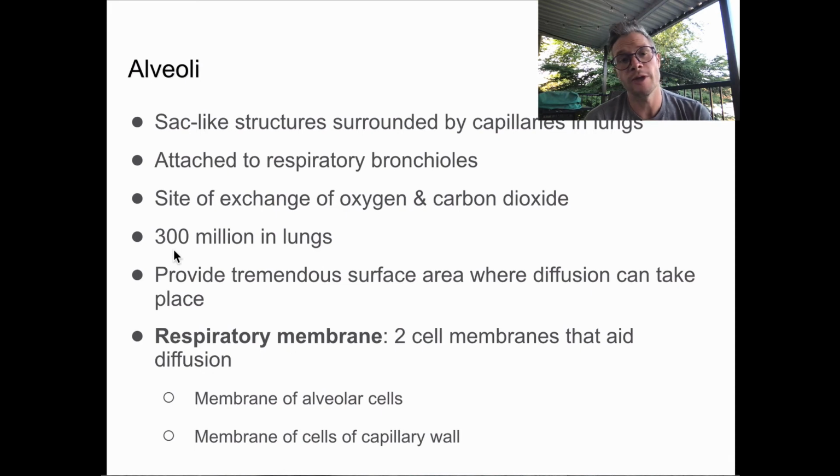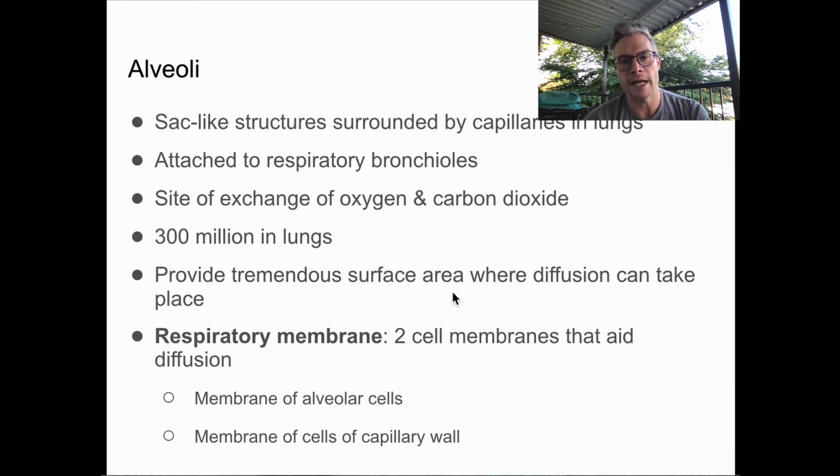We have about 300 million in our lungs, and the reason we have these is to create a lot of surface area. So if we were to just have a single tube that just ended at that point in time, there's only so much surface area in which the capillary beds can wrap around. But if you have a bubble with lots of capillary beds and then another bubble, again, it creates a lot of surface area.